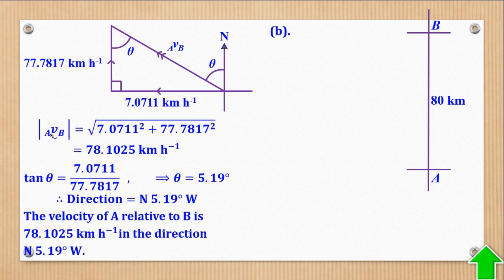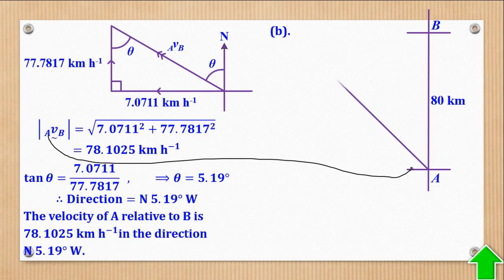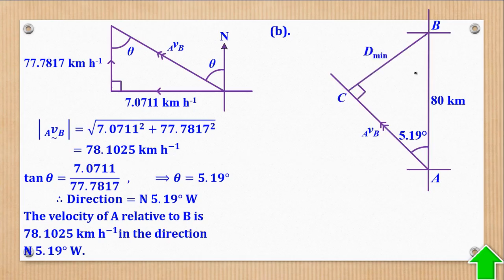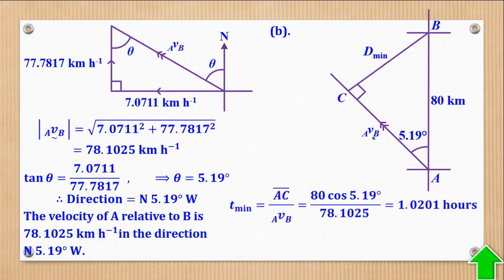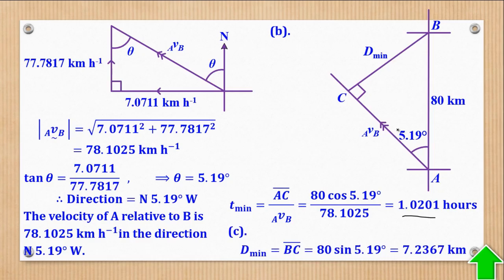Then we have VA relative to B, meaning that at A we shall draw our relative path. Then from B we shall drop a perpendicular. So I got a right angle triangle, meaning you can now get the time, which is AC over VAB, to give you this, and the distance, which is 80 sine 5.19, to give you that. And that's what they wanted.